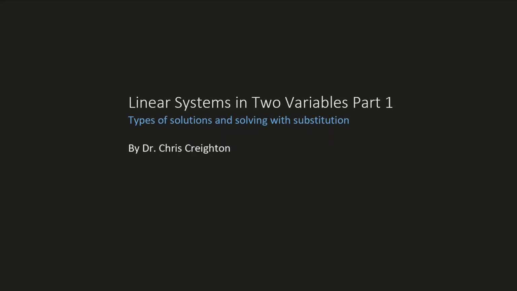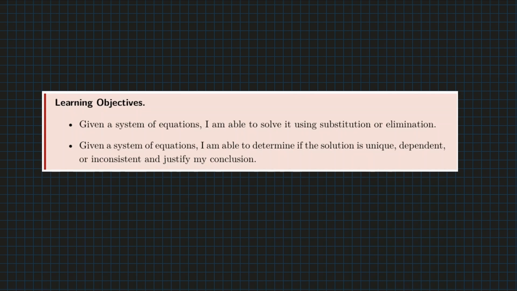In this video, we'll be talking about linear systems in two variables. This is the first part, focusing on types of solutions and solving with substitution. The objectives of this lesson are, given a linear system, you're going to be able to solve it using substitution or elimination. This is both 2 and 3 variables.